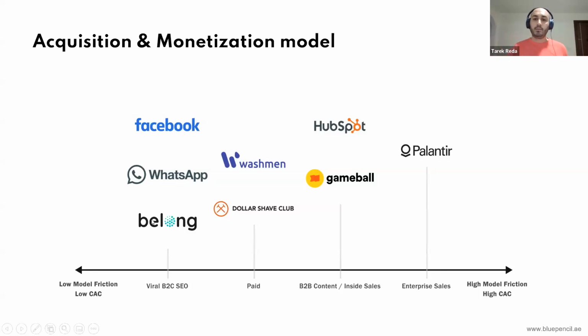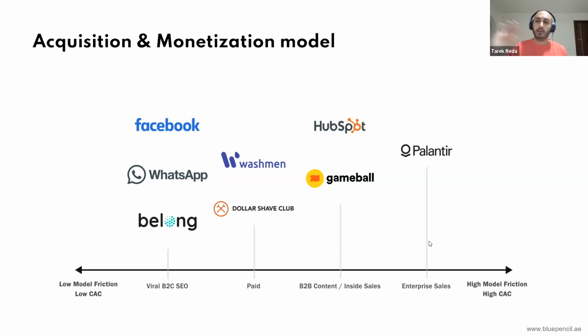As you move further to the right, again, higher friction. Let's say companies like HubSpot or Gameball. These are companies that require a subscription, but it's higher. So you're looking at, let's say, $100 to $700 a month. These guys can then have things like inside sales and invest in B2B content. They can afford slightly higher CAC.